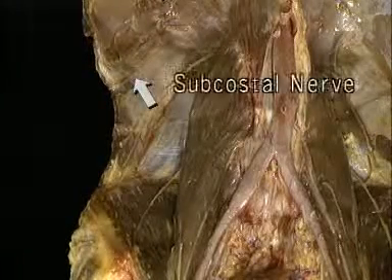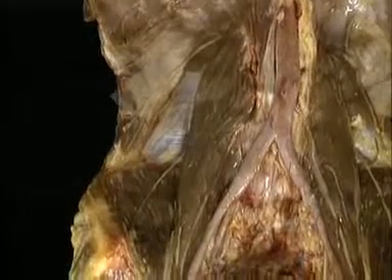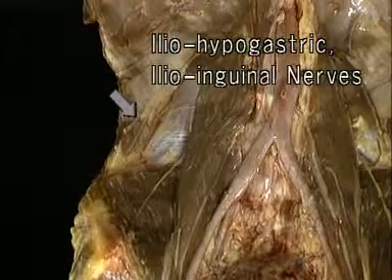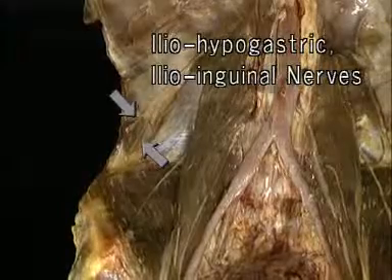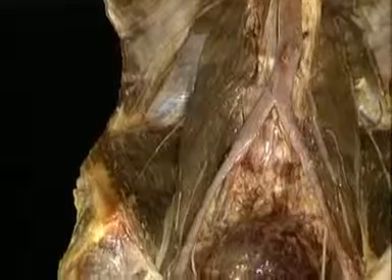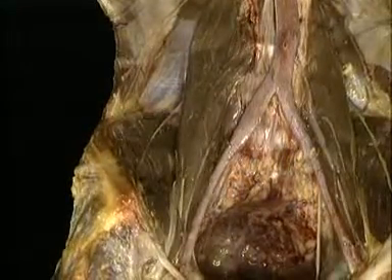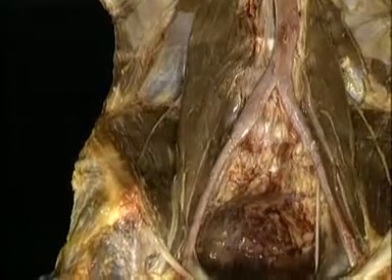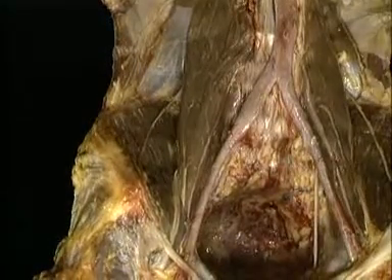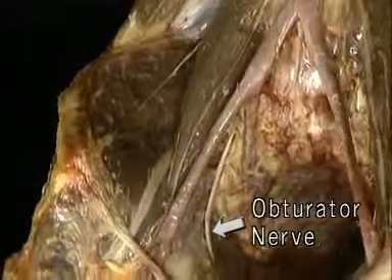Here are the subcostal nerve, which comes from T12, the iliohypogastric and ilioinguinal nerves, the lateral cutaneous nerve of the thigh, and the genitofemoral nerve. Between them, these provide sensation to the inguinal region and to the anterior part of the upper thigh. Here are two major nerves of the lower extremity, the femoral nerve emerging lateral to psoas major and the obturator nerve emerging medial to it.